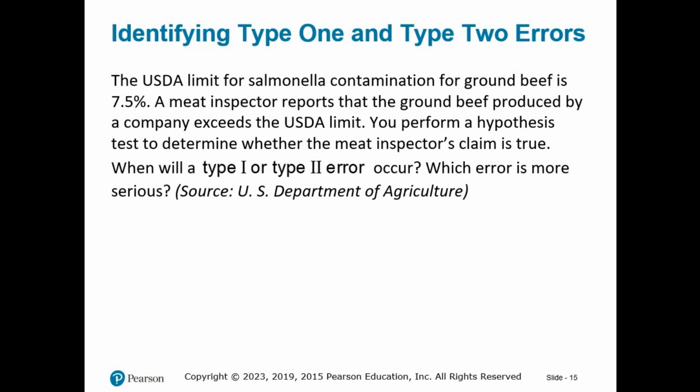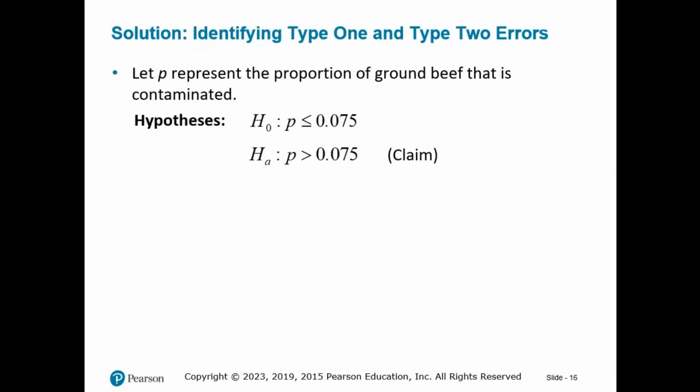Let's look at how we would set this up as a hypothesis test. Because the USDA inspector's claim said the company exceeded a limit, that means greater than, which means the claim is going in which hypothesis statement? That's right, the alternative hypothesis. So we say H sub A is P, because this is a proportion question, is greater than the amount they gave us in decimal form, 0.075. That is the claim. Then we write its complement as the null hypothesis. H naught is P is less than or equal to 0.075.